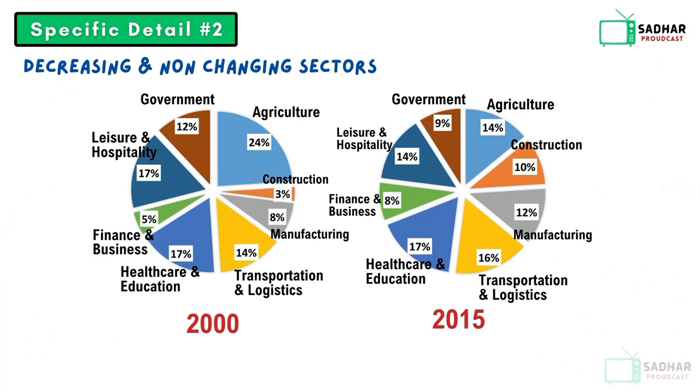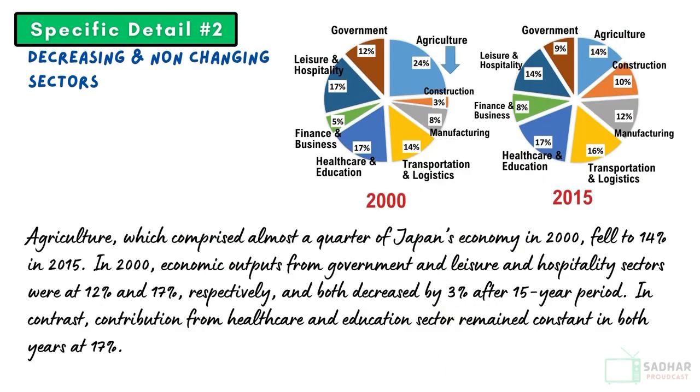Now let's get ready for specific detail 2, or the last paragraph, paragraph 4, which is about decreasing or non-changing sectors. So this one is decreasing for the agriculture, and also government, leisure and hospitality, and healthcare and education remains the same. Okay, let's use this data.